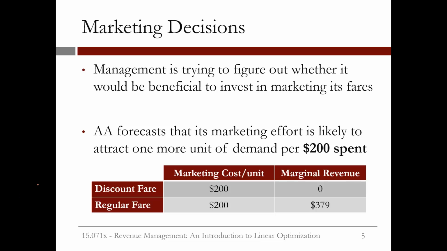So given this analysis, how can we help the marketing department make their decisions? The forecast was an extra unit of demand for every $200 spent. For discount fares, this isn't worth it since the shadow price, or marginal revenue, is 0. But for the regular fares, this is worth it since the shadow price is $379. So the marketing department should invest in marketing regular fares to increase the demand by 66 units.